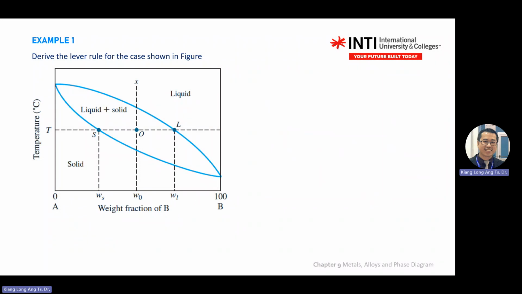Only you need to be careful where is your LOS. It's not always L on the left. Important, you derive your tie line, fix the temperature, draw to the right, then identify where is your L, where is your S, then label LOS. Then start to do your calculation. For example, this one, example 1.